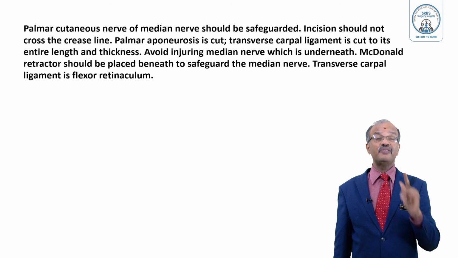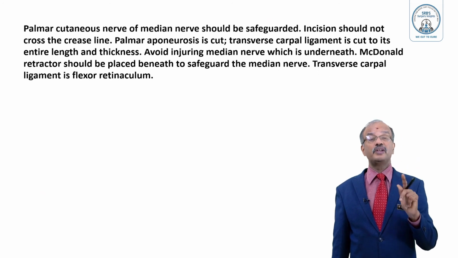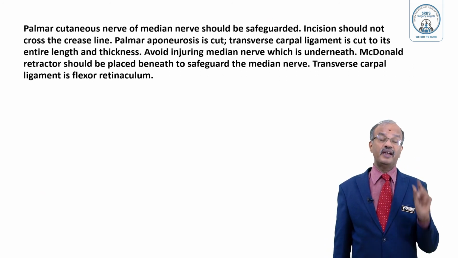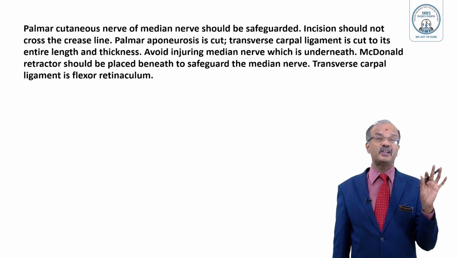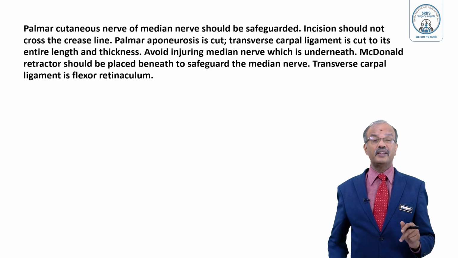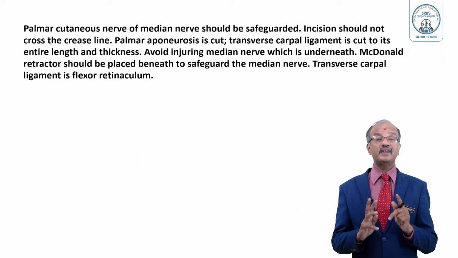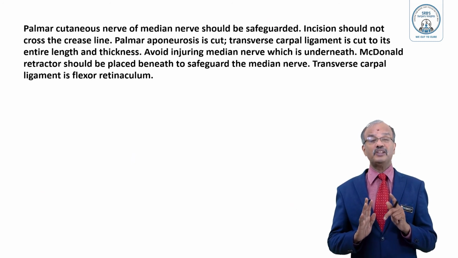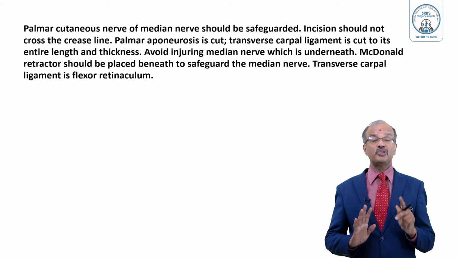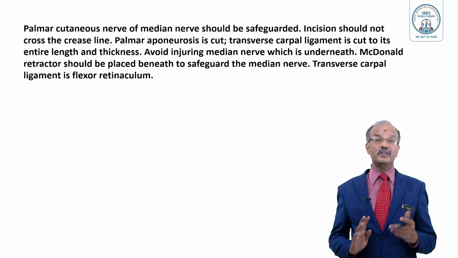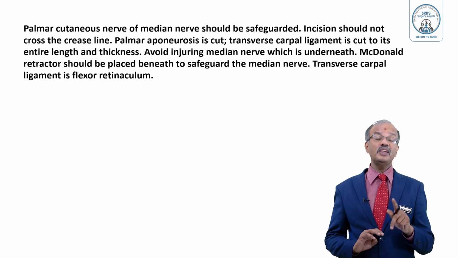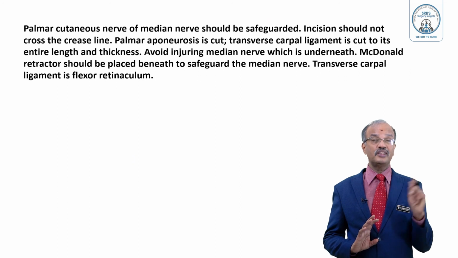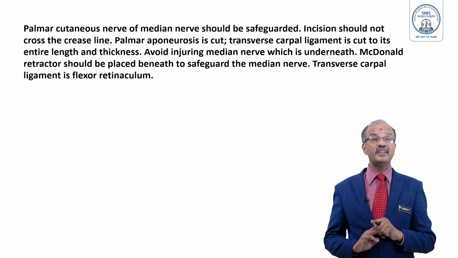The entire thickness and length of the flexor retinaculum should be cut, and the median nerve should be safeguarded using the McDonald retractor, and the skin is retracted using a special retractor like the mustard retractor. The important thing is that the entire length and thickness of the flexor retinaculum should be cut, and two nerves should be safeguarded. This is also very, very important. So the McDonald retractor helps in that, and your skin incision should not cross the crease line. And Kaplan's line is a marking which is important to make the initial skin incision.